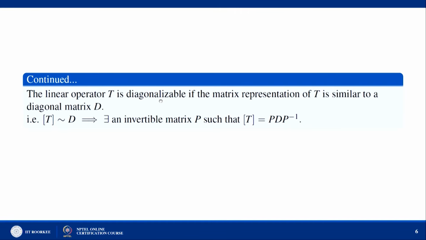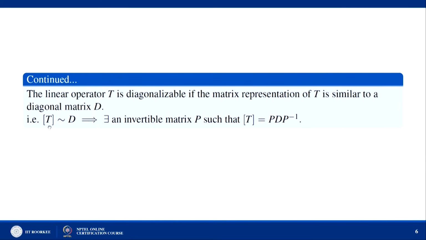So, the linear operator T is diagonalizable if the matrix representation of T, we already know that every linear transformation has a matrix, is similar to a diagonal matrix D. Okay. That clearly means that the matrix representation of T is similar to D, that means there exists an invertible matrix P such that the matrix representation of T is equal to P D P inverse.